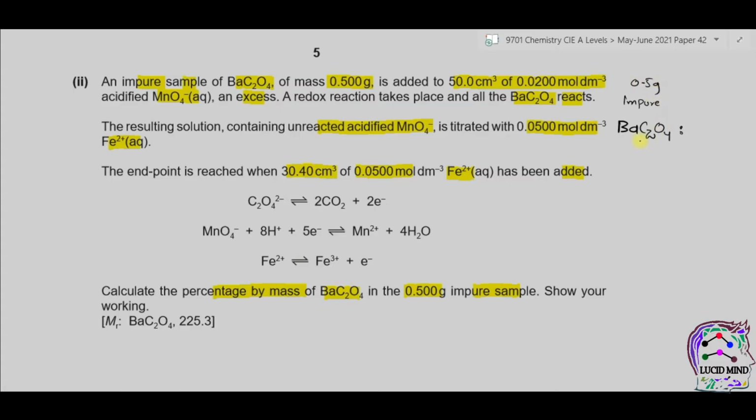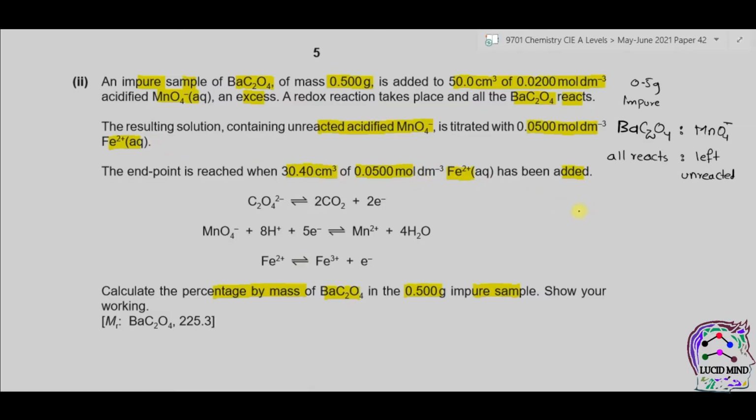0.5 grams. Now it is titrated with acidified MnO4 negative. Now this one is limiting and this one is excess. So all of BaC2O4 reacts while MnO4 negative is left unreacted because it is in excess. Then what happens is that they titrate this unreacted acidified MnO4 negative with iron 2 positive solution.